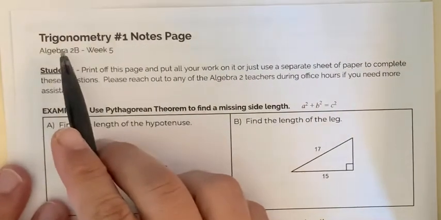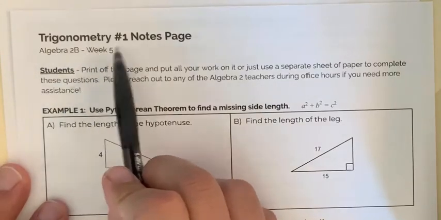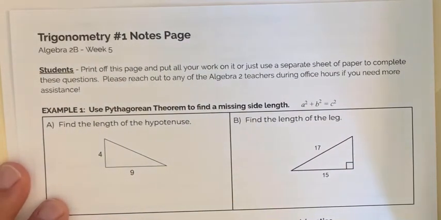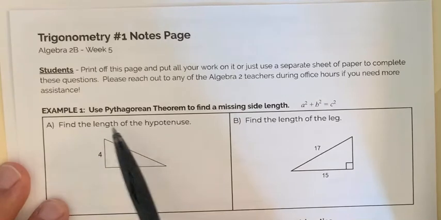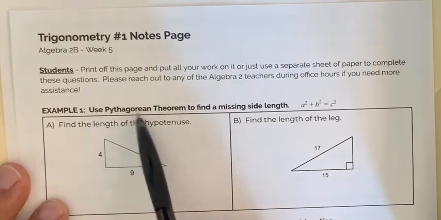So we're going to start our fifth week here, which is a little bit of trigonometry. And we're going to talk about trigonometry ratios that you know from geometry and some new ones. So what we're going to do is first look at the Pythagorean Theorem.